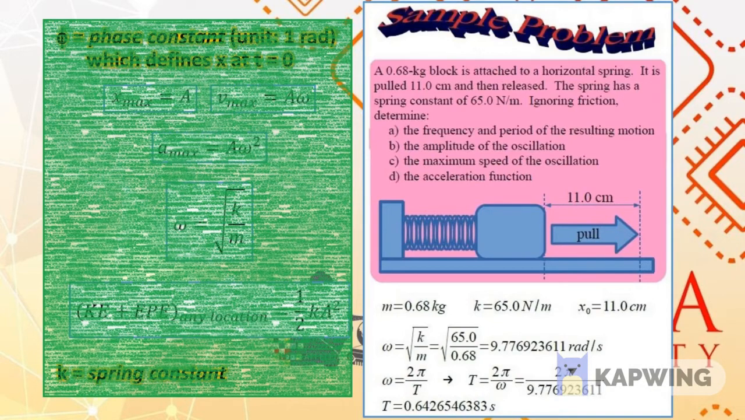Spring is used for the vibratory motion. This is spring motion, and for spring motion, the angular frequency is equal to the square root of K over M. Knowing mass and spring constant, we are able to calculate the angular frequency, 9.77692311 radians per second. Knowing the angular frequency, we are then able to determine the period of the vibratory motion.